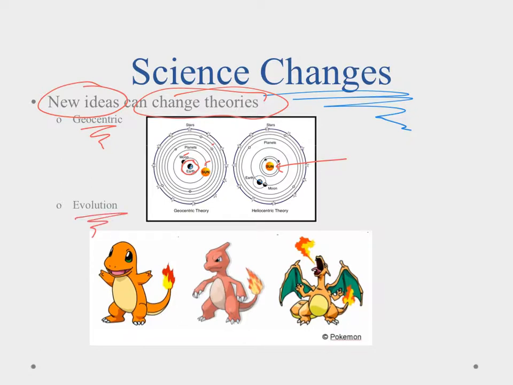Another example where we see how science has changed is the idea of evolution. People used to believe that everything was the way it was and nothing ever changed, but we know that's not the case. We see things changing all the time. Primarily with plants, we can modify those, and that shows us that this process of change or evolution is going on now.